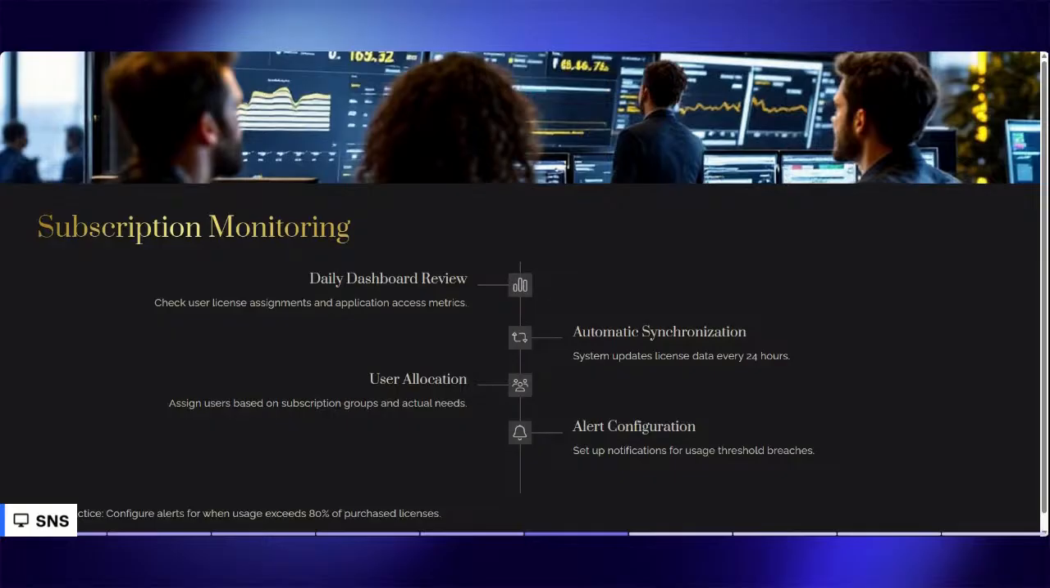Okay, now let's talk about how we can monitor our subscription. So you've got a daily dashboard review. It's good to do a daily dashboard review. You have those dashboards in subscription management. You can check user license assignments, any application access metrics that you may apply. Also, you can automate synchronization, so the system updates license data every 24 hours. That is possible, and you can do that.